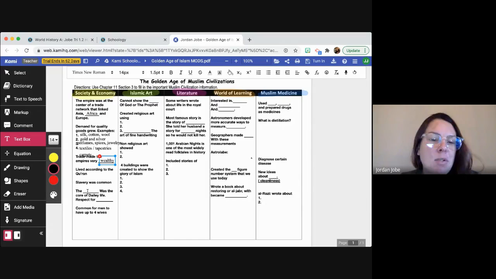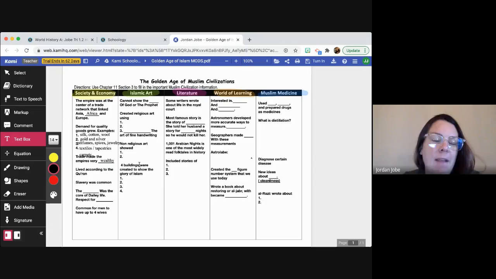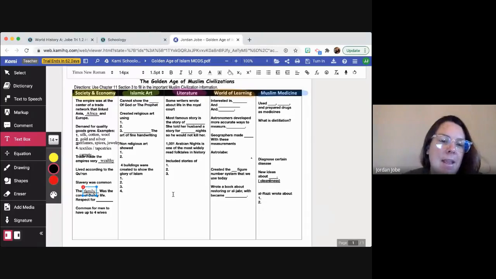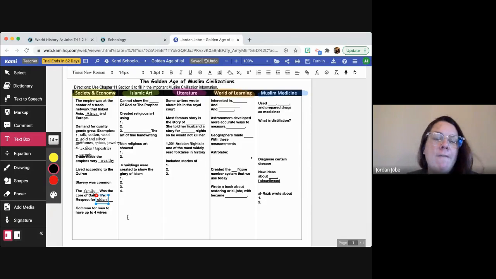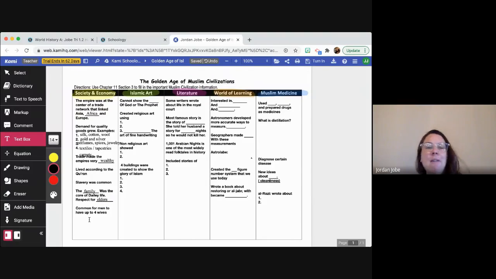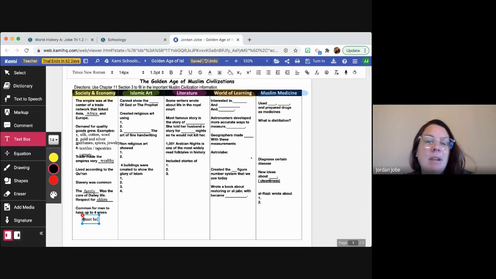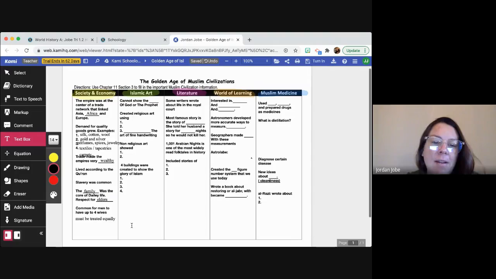What was the most important part of daily life, or what was at the core of daily life? So the blank was at the core. Family. Yeah, and especially respect for who? Elders. Yeah, your elders. Filial piety will come back time and time again when we talk about Islamic civilizations, but also Asian civilizations. That respect for elders. And the Quran says it's okay for men to have up to 4 wives, but all of these wives must be treated equally. You can't treat one wife better than another. If you're going to have more than one, they all have to be on equal playing fields. You spend equal time with each wife.